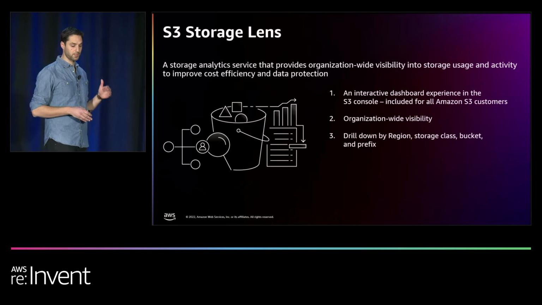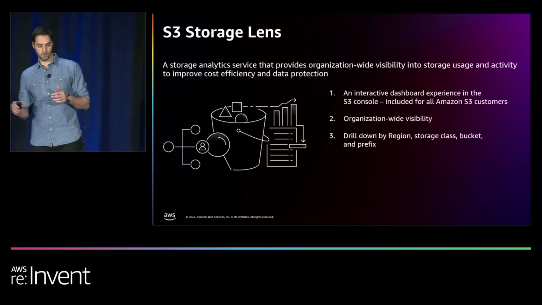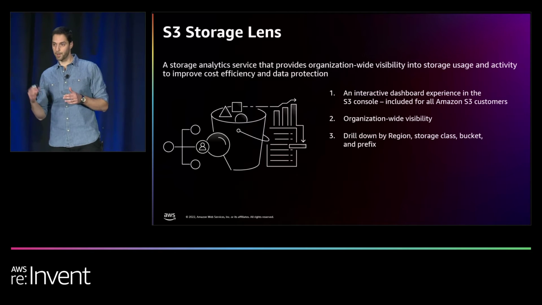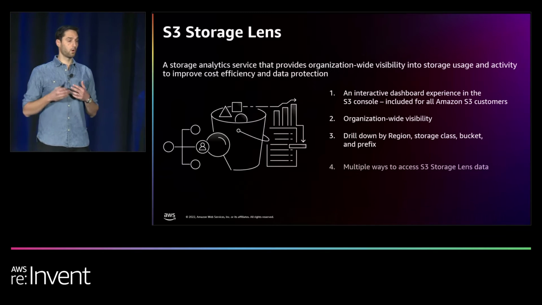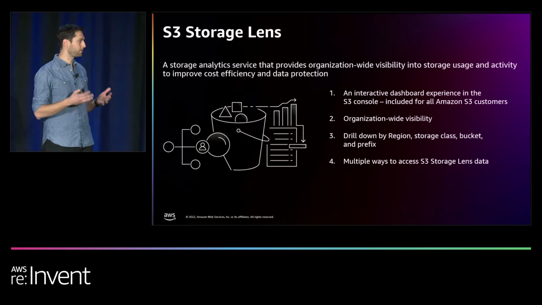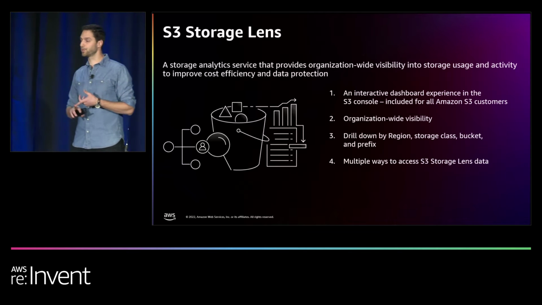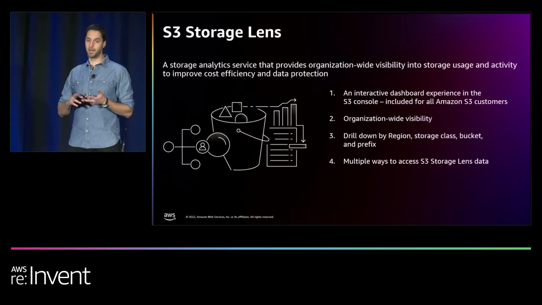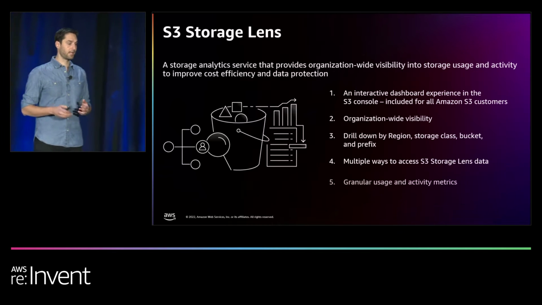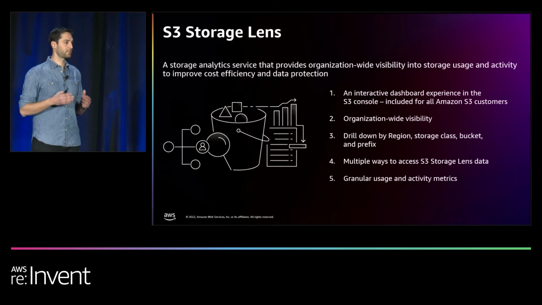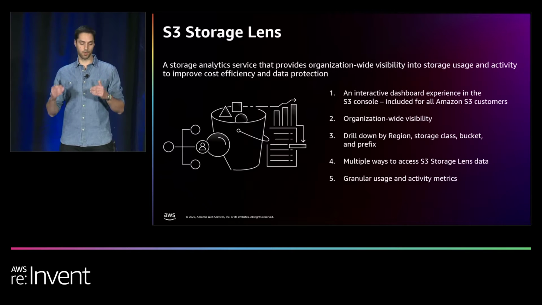Third, you can also use the dashboards to drill down from a top-level summary view at the organization level down to the account, bucket, region, and even prefix level. You can also access Storage Lens metrics through multiple ways, including the console experience, the metrics export feature, and by publishing the metrics into CloudWatch. And lastly, Storage Lens provides you a set of 29 granular metrics that are pre-aggregated at each one of these levels.